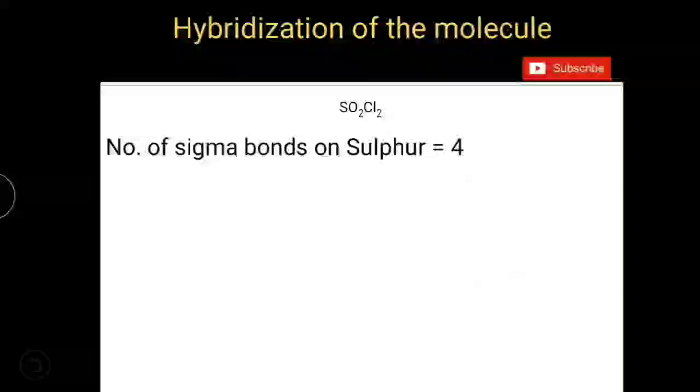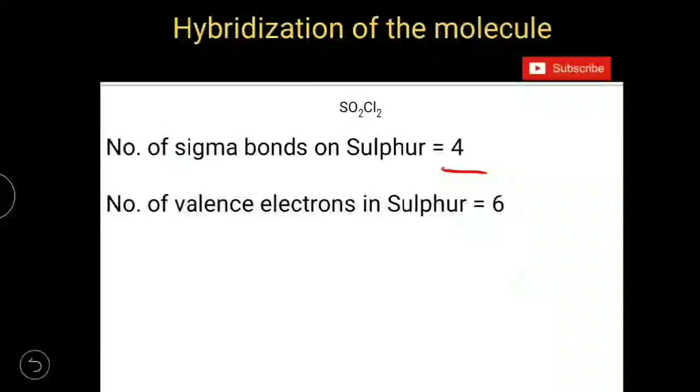First, how many number of sigma bonds are present on sulfur atom here? Here sulfur is bonded to 2 oxygens and 2 chlorines. To get the number of sigma bonds, first we need to see the central atom is bonded to how many atoms directly. Sulfur is bonded to 2 oxygens and 2 chlorines. So number of sigma bonds equal to how much? 4.